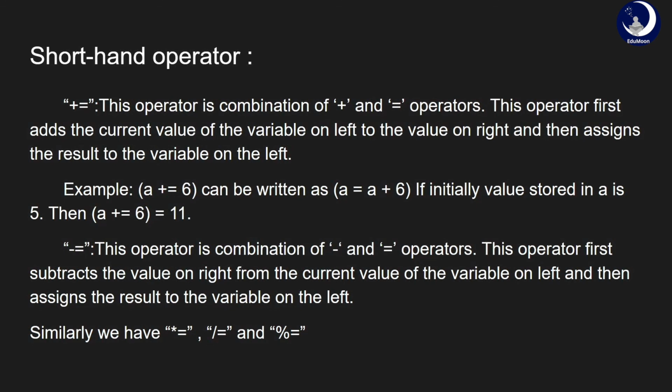Similarly, minus equal to. This operator is a combination of minus and equal to operators. This operator first subtracts the value on the right from the current value of the variable on the left and then assigns the result to the variable on the left. Similarly, we have multiplication equal to, division equal to, and modular division equal to.